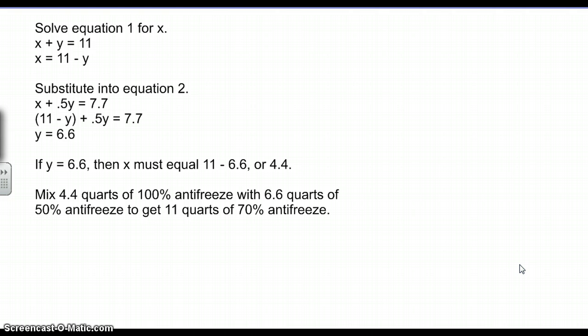Like I said, you're going to see a lot of problems like that with gasoline and acid. That seems to be the big things with mixtures. So just take your time and do those two steps, one for the volume and one for the percentage times the volume to get your desired percentage times volume at the end, and then you will be okay.